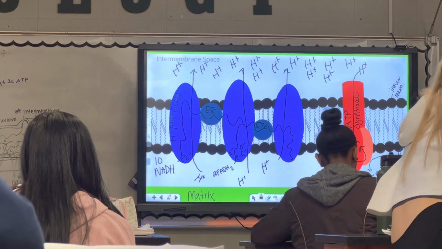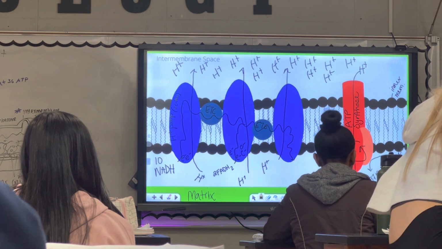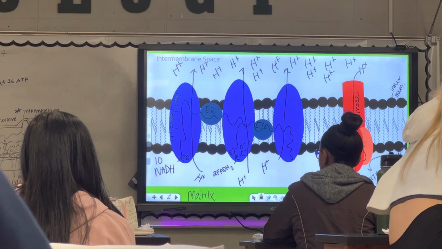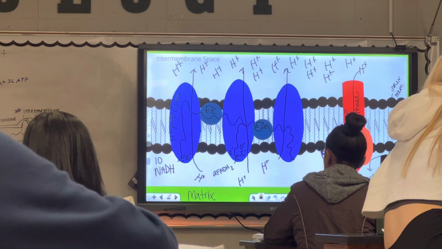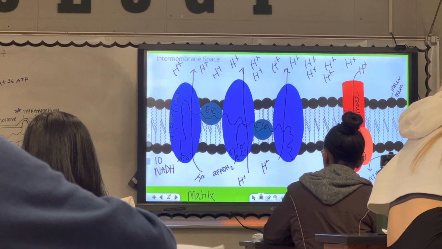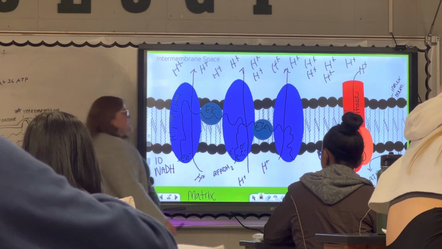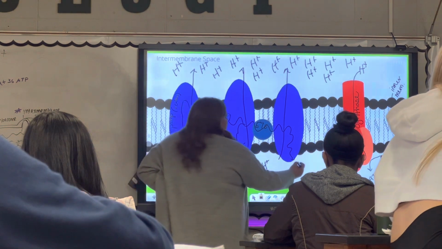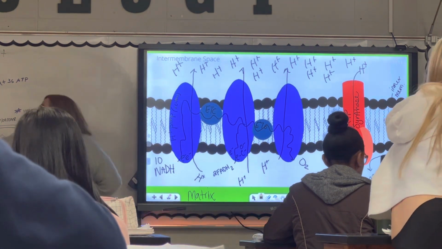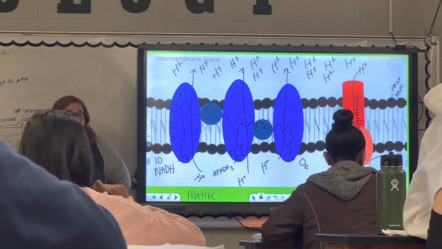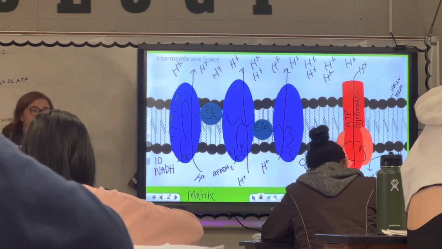We have talked about glucose. We have not talked about oxygen. This is an aerobic process. It requires oxygen, and here's why. At this last hydrogen ion pump, oxygen is waiting. How many? 6. So oxygen is waiting there.